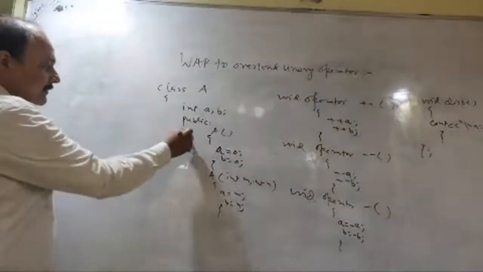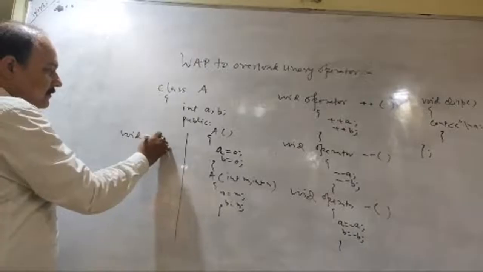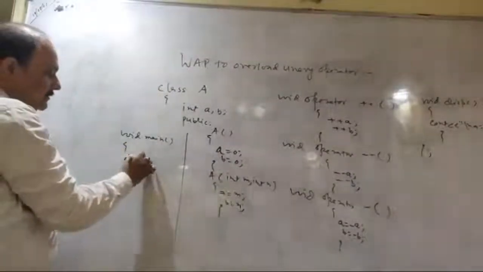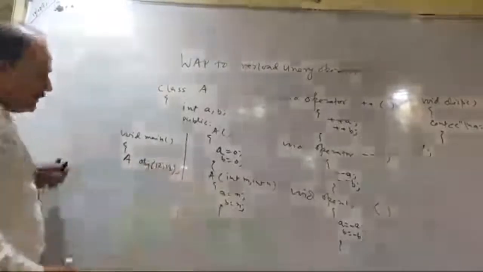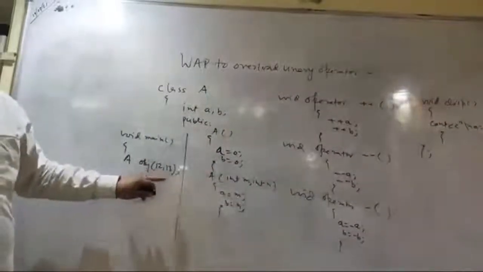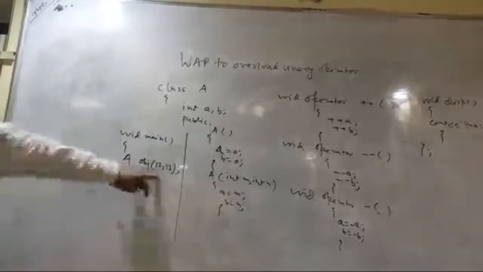Now what is the main? Inside main we have to declare an object. Suppose we declare the object with 12, 13. That means we are assigning the values for m and n in the form of 12 and 13. In place of 12, 13 you can take user input also. Here we are taking constant values, but you can take user input and pass the values for these two parameters.